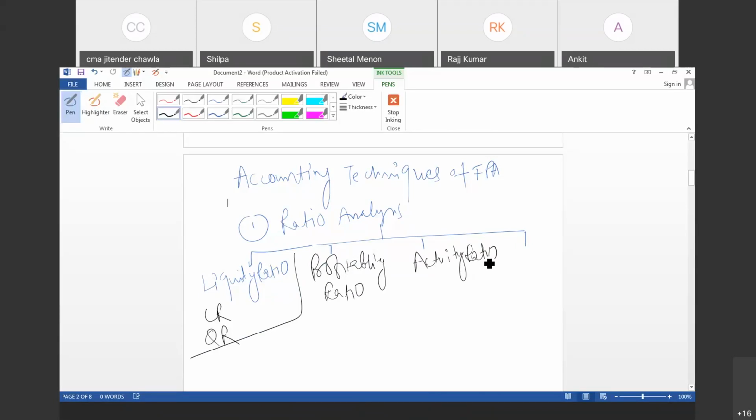Activity ratio, right? Profitability ratio, net profit ratio, GPR, gross profit ratio, activity ratio. Last one is solvency ratio.